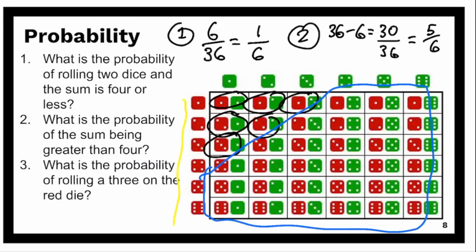Probability of rolling a 3 on the red die, finally, is looking at the red die and the 3. So we could count all of these up. We have 6 out of 36.